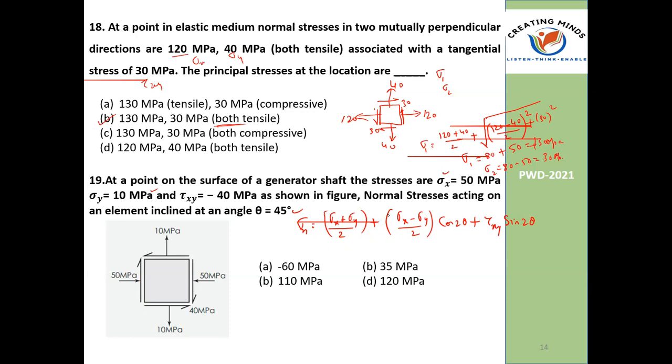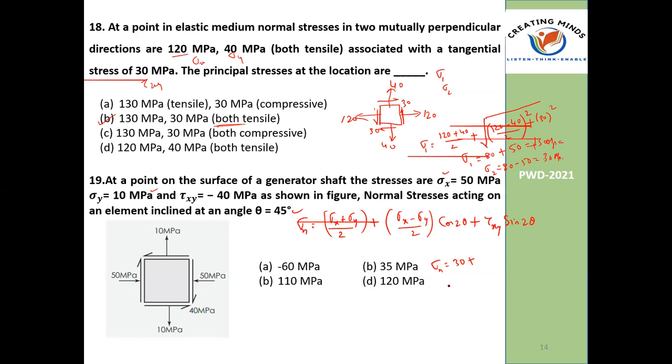How much are you getting? Sigma x value is 50 plus 10, that is 60 by 2, which is 30, right? 30 plus, sigma x minus sigma y, 50 minus 10 is 40. 40 by 2 is 20 cos 90. What is the value of 20 cos 90? What is cos 90?